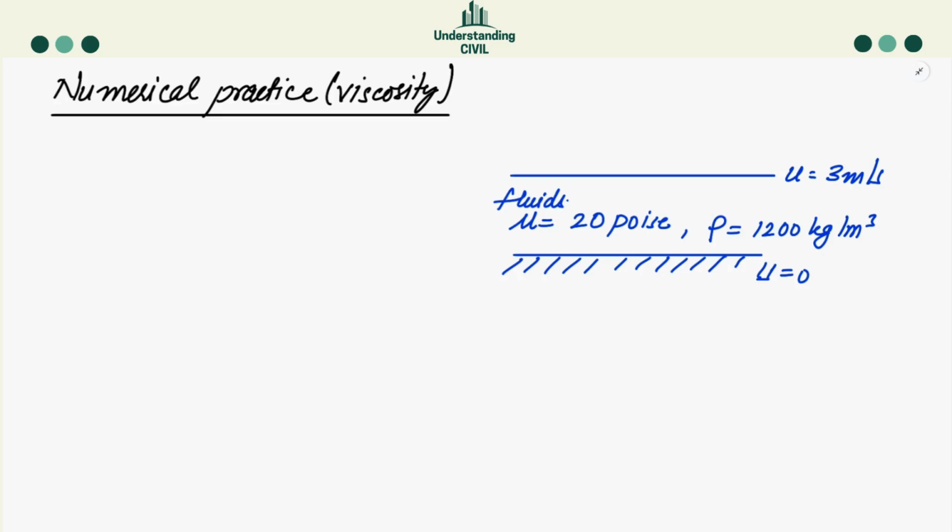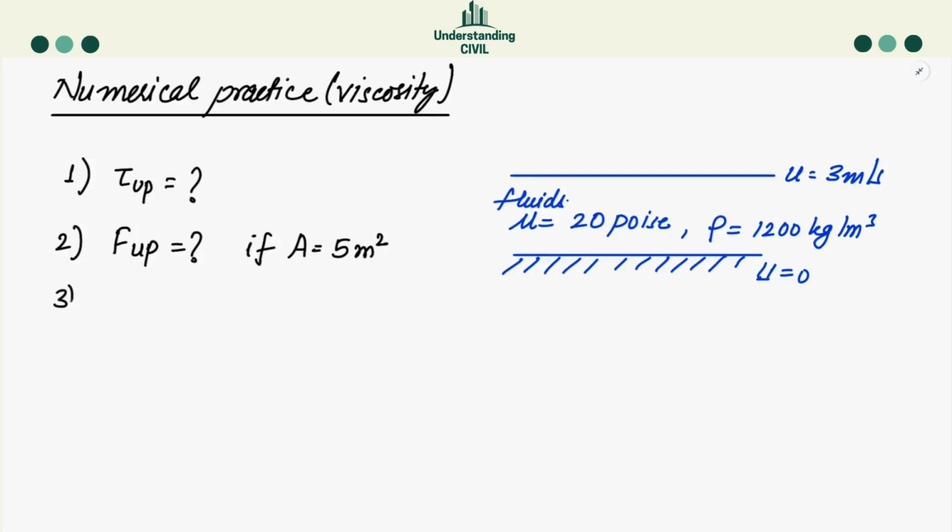What you have been asked is, first, tell me what is the shear stress on the upper plate. Second, I want to understand what is the force required to move the upper plate if the area of the plate is say 5 meter square. Third, what is the kinematic viscosity of the system. What else can be found? We also require the distance between the plates. So consider that the distance between the plates, L, is equal to 4 mm.